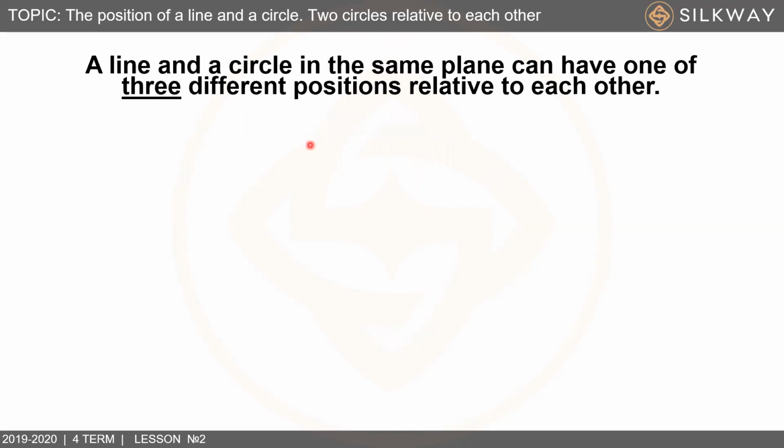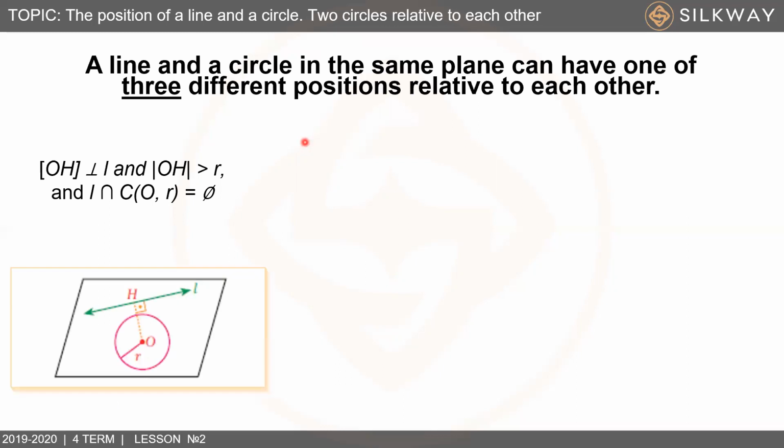A line and circle in the same plane can have one of three different positions relative to each other. First one: OH is perpendicular to line L, and OH, the distance between the center and point H, is bigger than the radius. So the line and circle have no intersecting points.